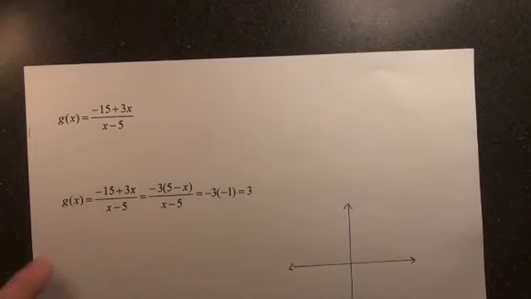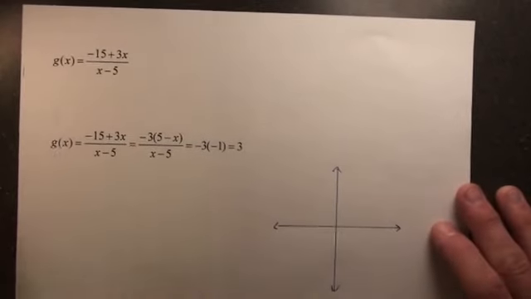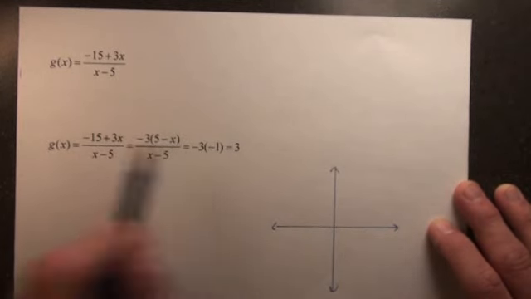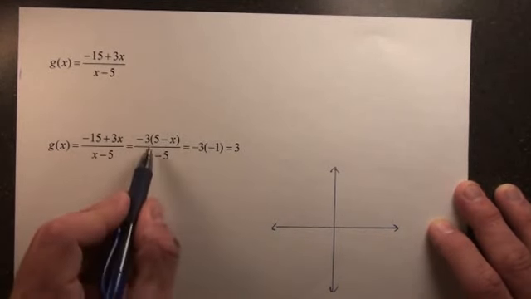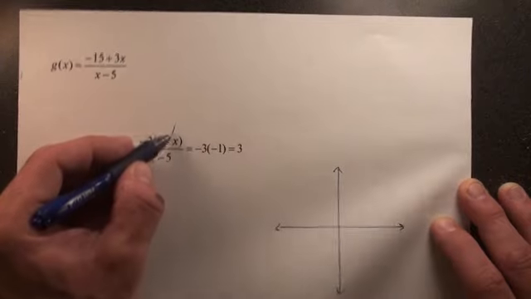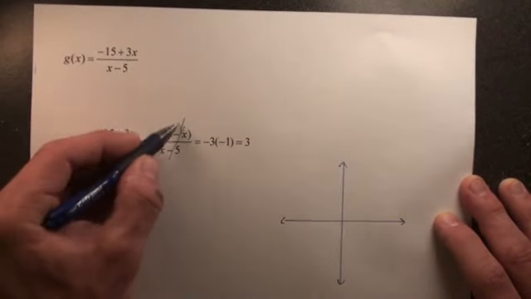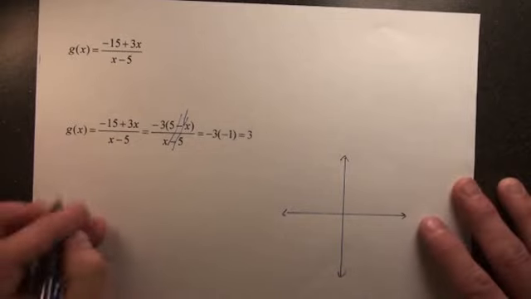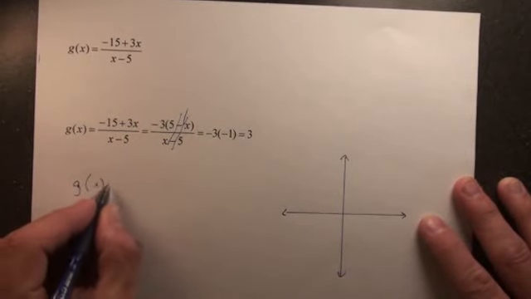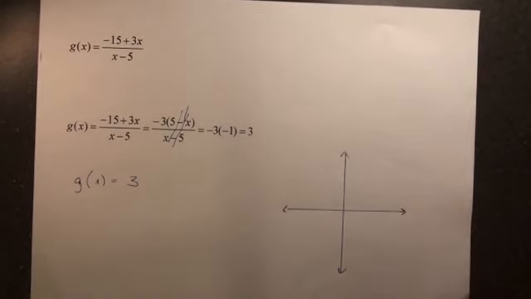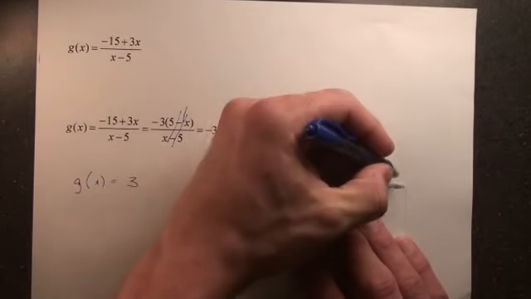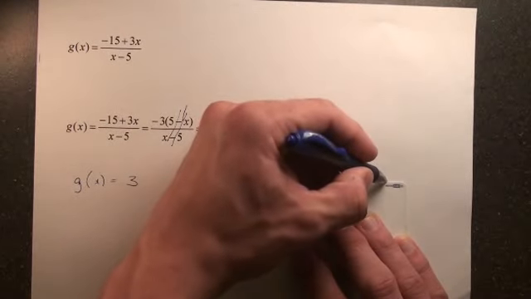Alright, here's g of x. Same strategy. Factor the numerator, take out a negative 3. You're left with 5 minus x. Then 5 minus x and x minus 5 cancels out to becoming a negative 1 right there. So negative 3 times negative 1 is 3. So g of x simply equals 3, which is obviously a horizontal line up 3. So we're looking at this graph.